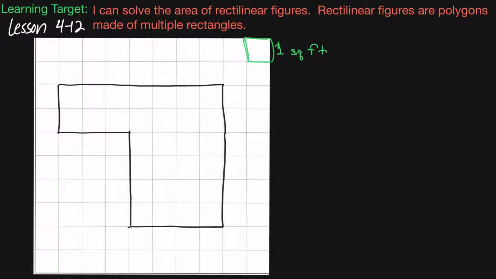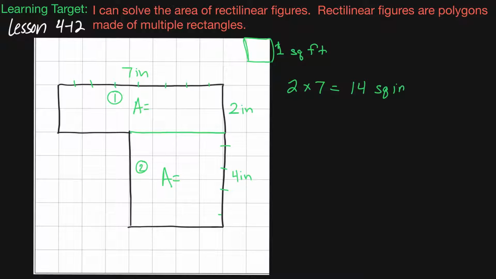First I could divide this rectilinear figure here, making 2 separate rectangles. This would be rectangle 1, this would be rectangle 2. It happens to be a square. All I need now is to find the area for each one of these rectangles. I can see that this one is 2 inches by 1, 2, 3, 4, 5, 6, 7 inches. So my number model for the first one would be 2 times 7 equals 14 square inches. My second rectangle is 1, 2, 3, 4. It's a square, so each side is going to be 4 inches. So I know my area would be 4 times 4 equals 16 square inches.